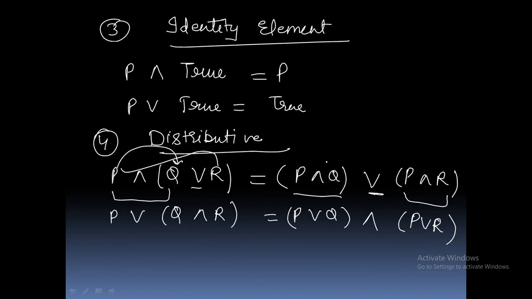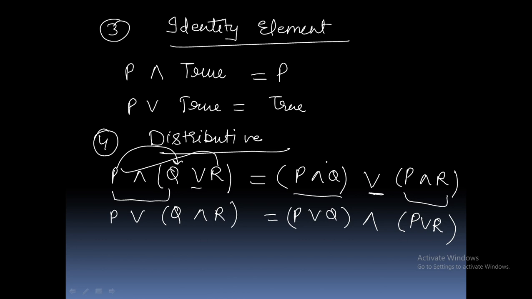Third, identity element. If we have a given condition P and we compare it with true, the result will be the statement P. But if we compare it with true using the other operator, the result will be true. Fourth is the distributive law.